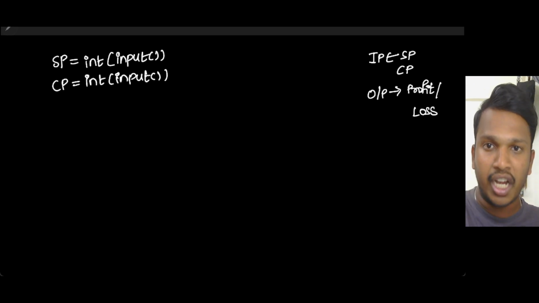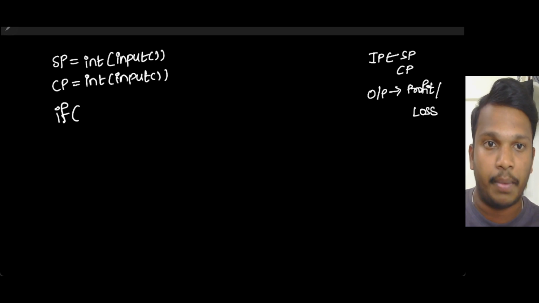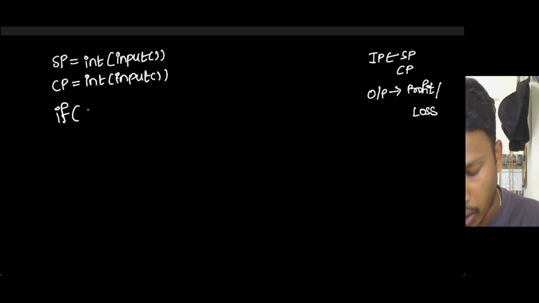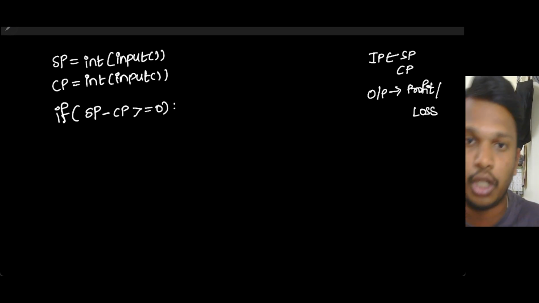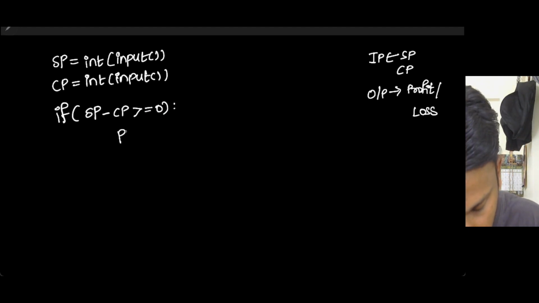Now we need to write the condition. What is the condition? We need to use if else. Why? Because we are going to two flows, either this or that. In that situation we need to use if else. So if selling price minus cost price is greater than or equal to 0, what should I print? I should print profit.